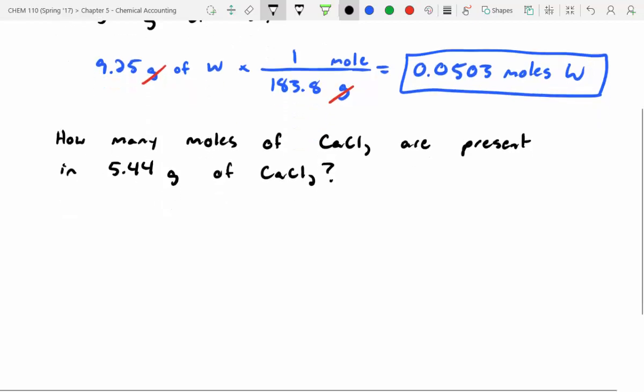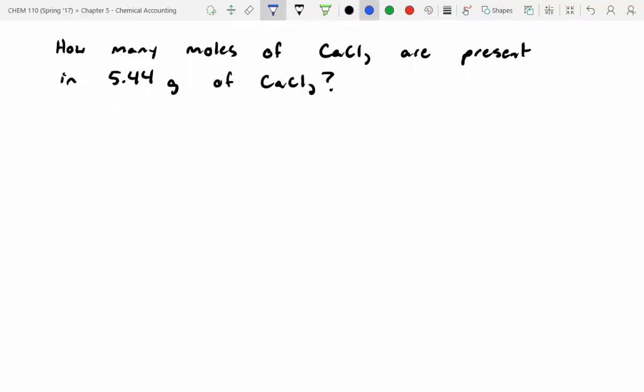I'll give you guys a minute to work on this, but check with your neighbor and see if you guys are coming up with the right number. And we're going to set it up the same. So we need grams on the bottom, we need moles on the top. We're going to cancel out grams, and we should be left with our unit of moles. Is calcium chloride on the periodic table? No. We probably have to do some math to determine its molar mass.